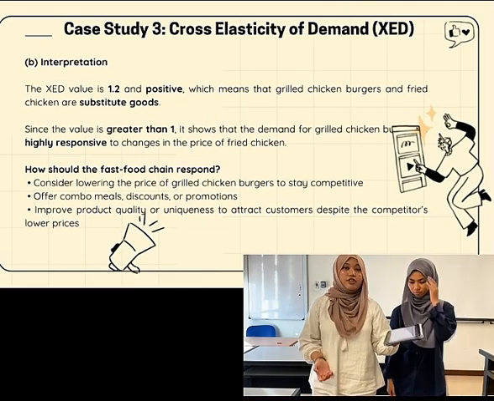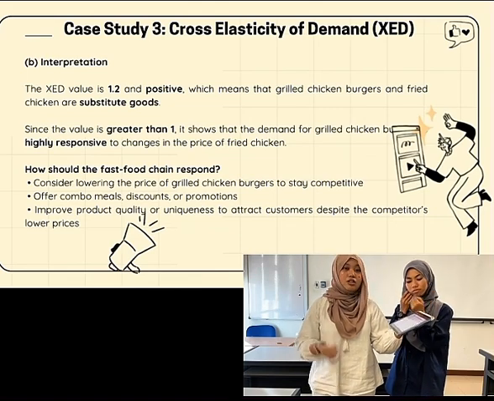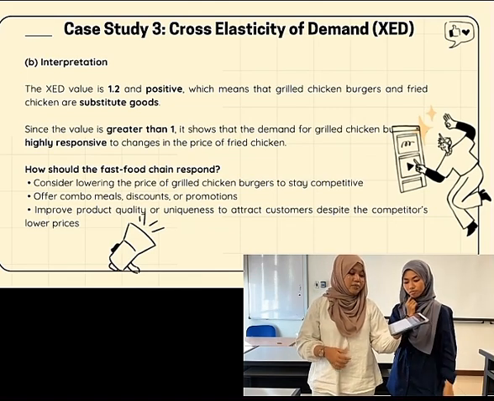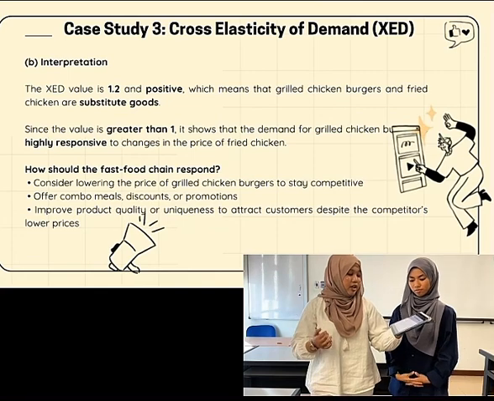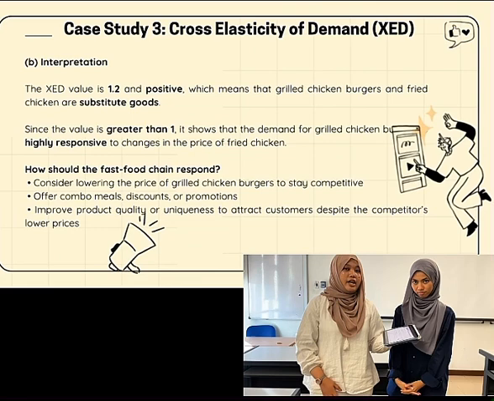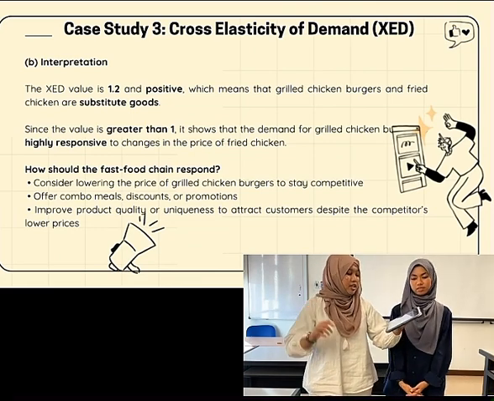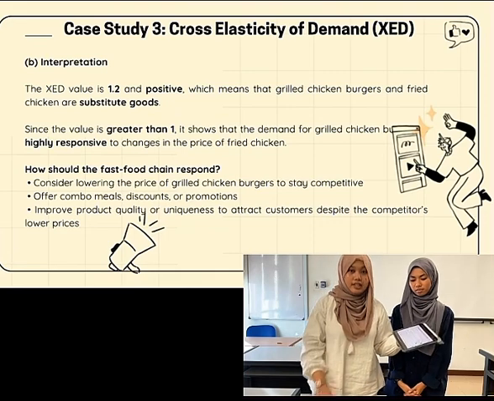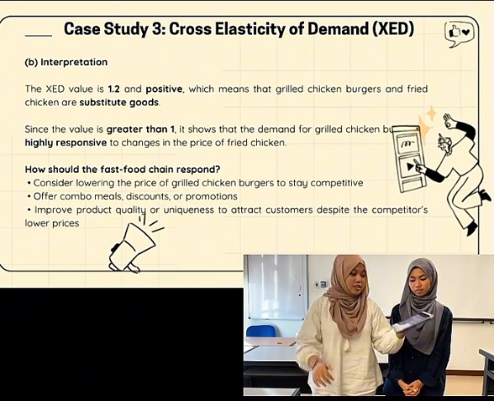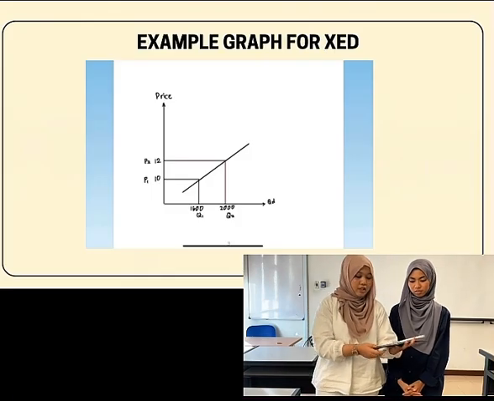And how should the fast food chain respond? So they have to consider lowering the price of grilled chicken burgers to stay competitive, and offer combo meals, discounts or promotions, so that they will make a better profit. And lastly, they will have to improve product quality or uniqueness to attract customers despite the competitors' lower price.